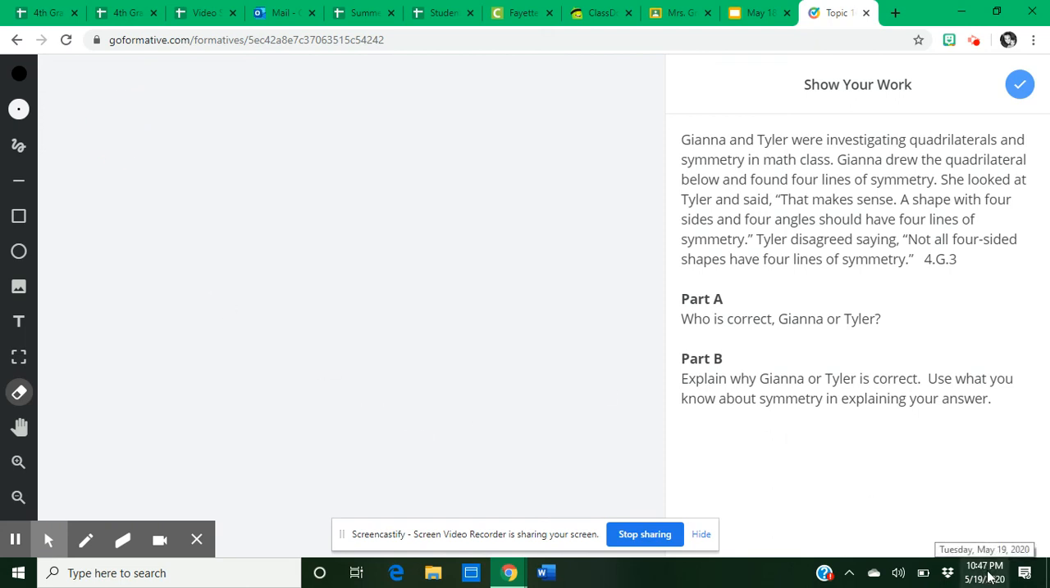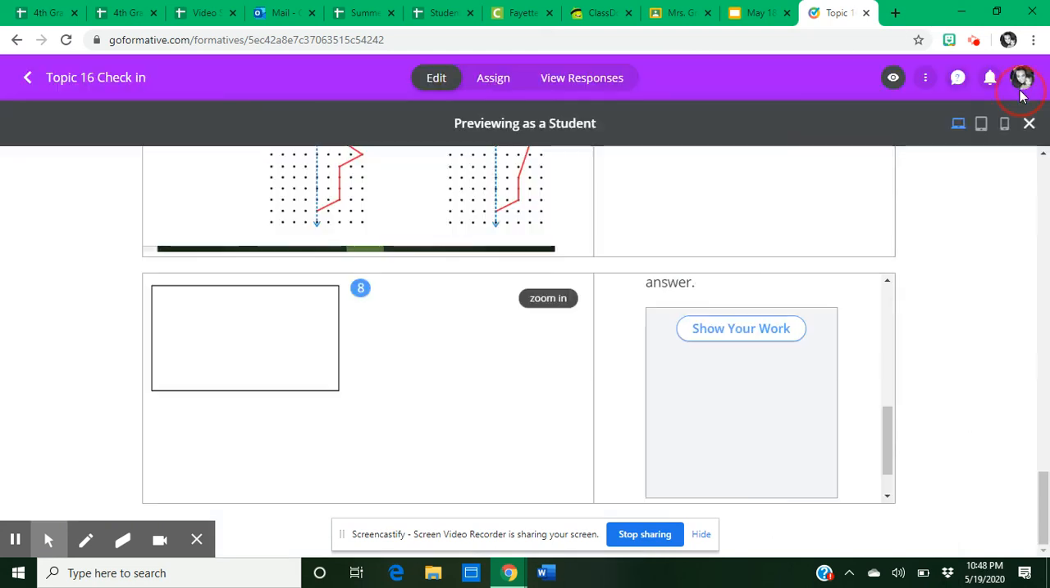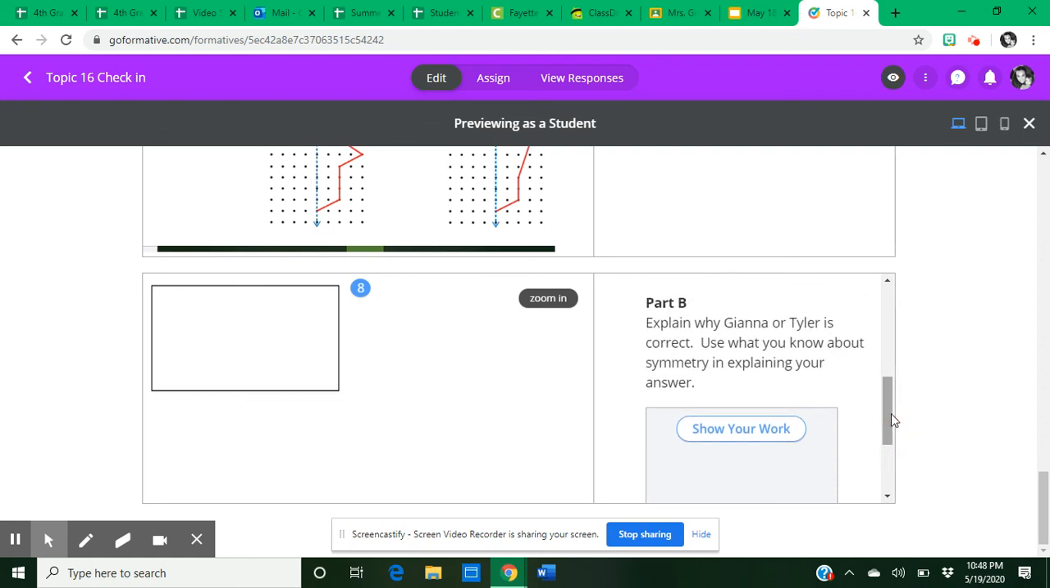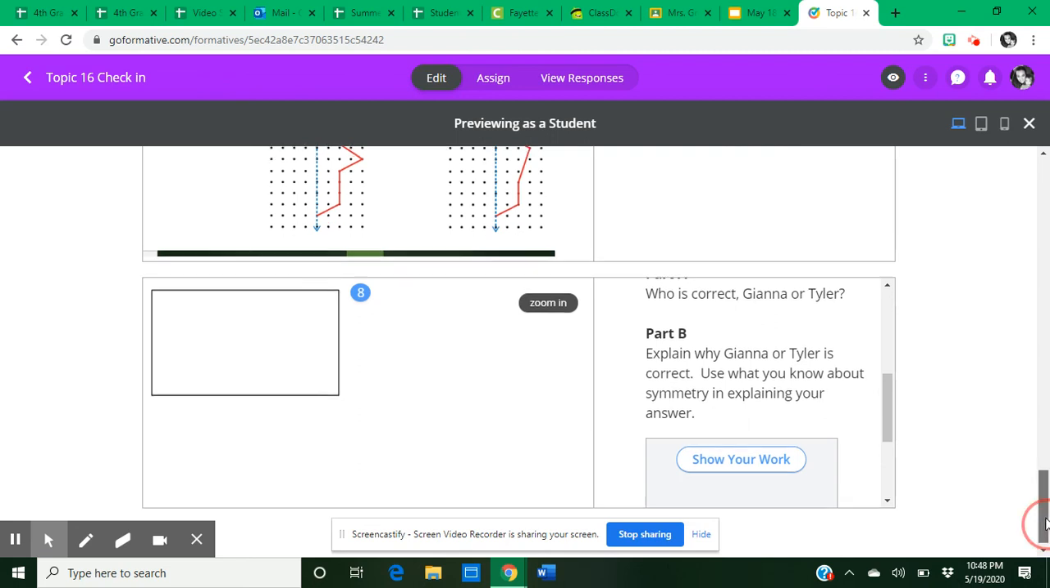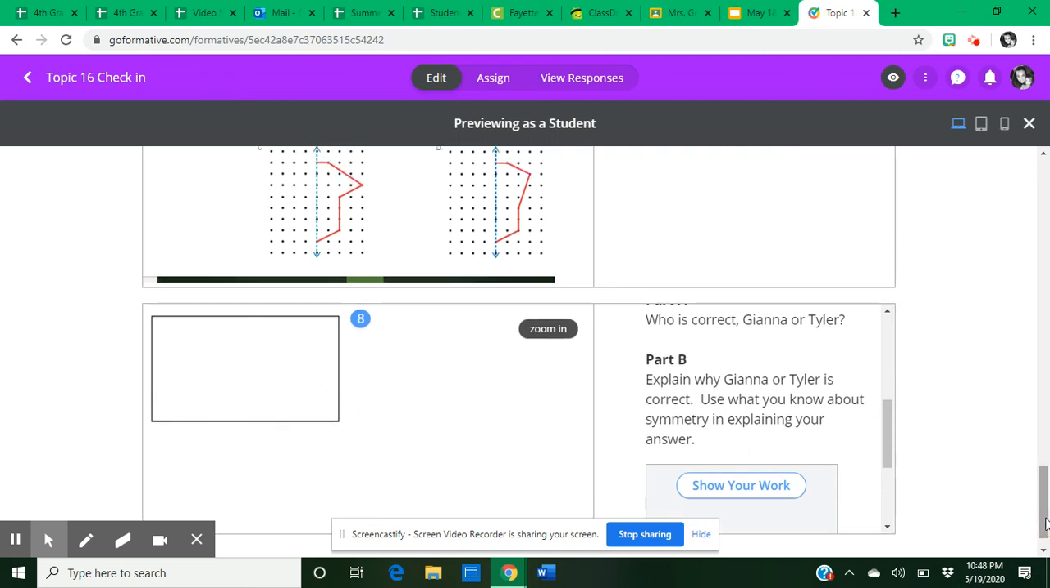All right, use what you know to race. Restate the question. Make sure that you go through every part of explaining using your show and tell. Show your work and explain your thinking. Use the good math terminology that you know, symmetry. Making sure that you're upping those points by using those great math terms.